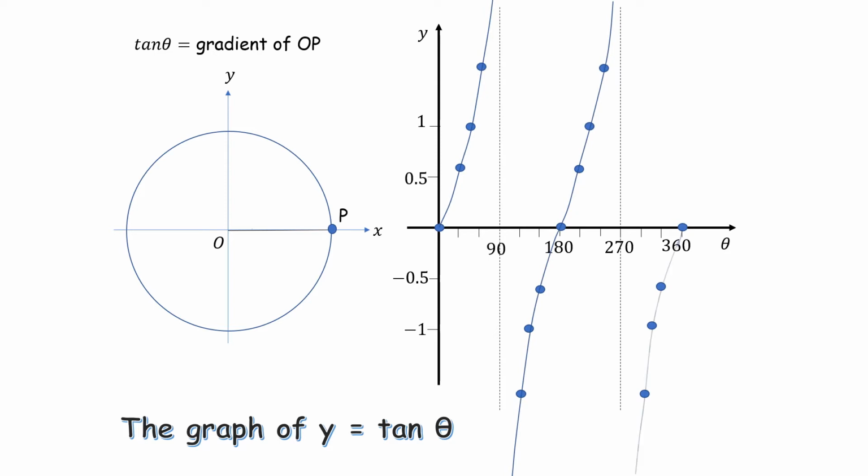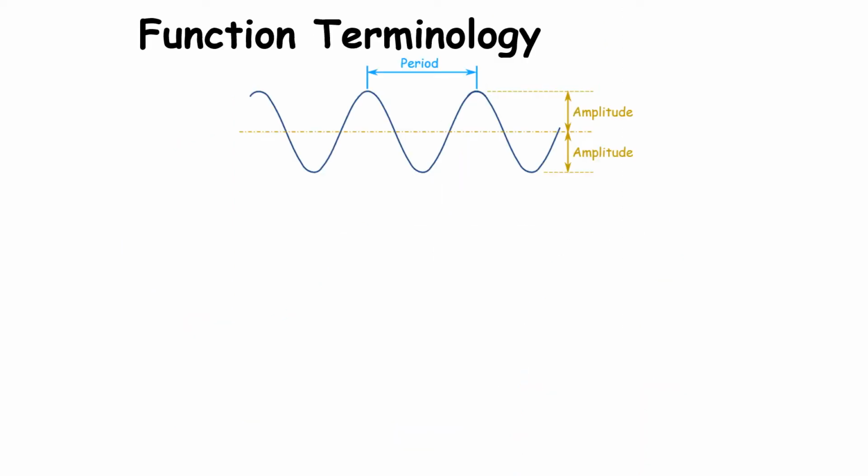So we get this kind of very different shape than we've had before, and we have what we call a discontinuous graph because there is a point where there is no value for the graph, so 90 degrees, 270, and multiples of those. So again, that theta could be extended and this pattern could be repeated again and again and again.